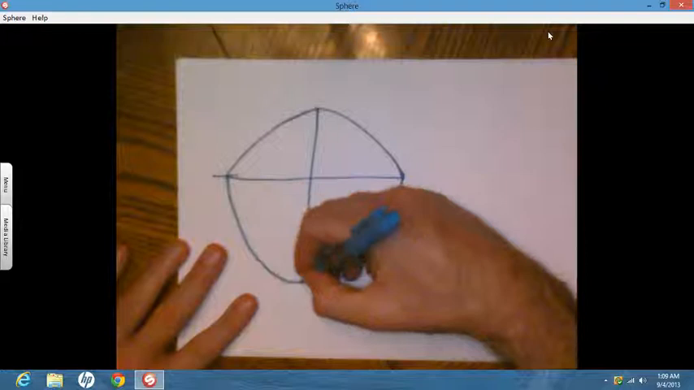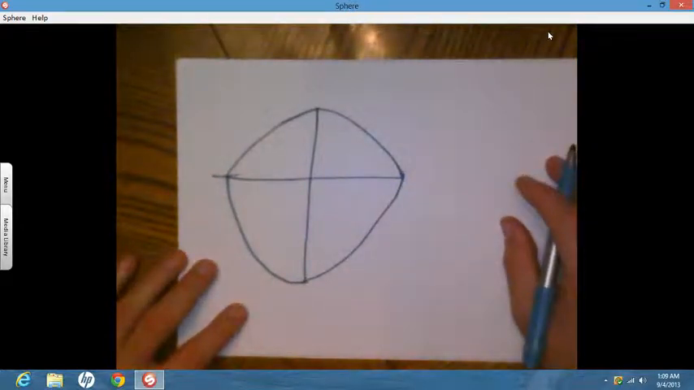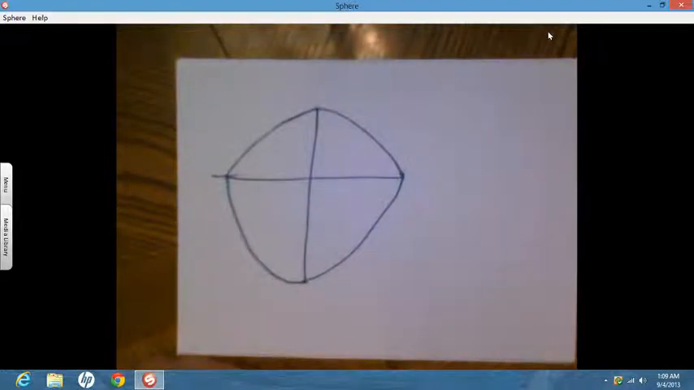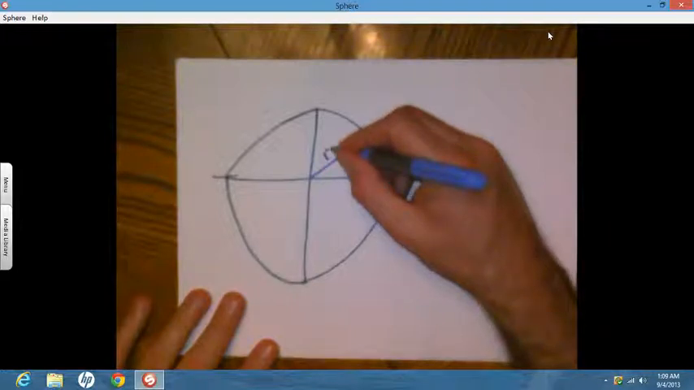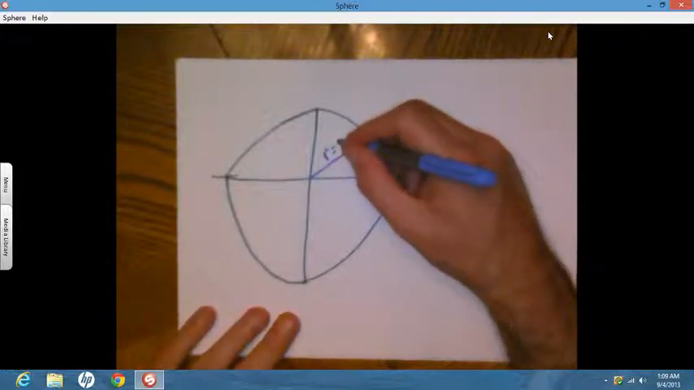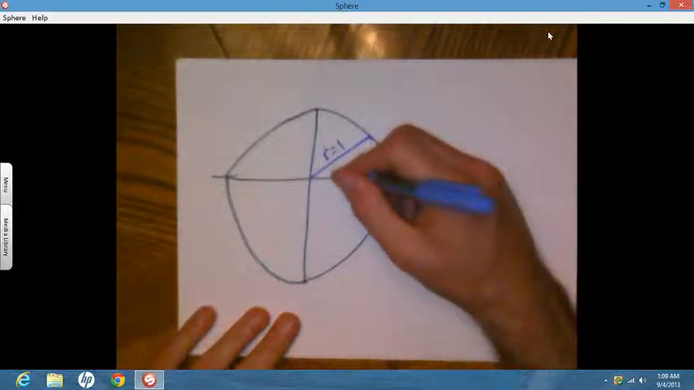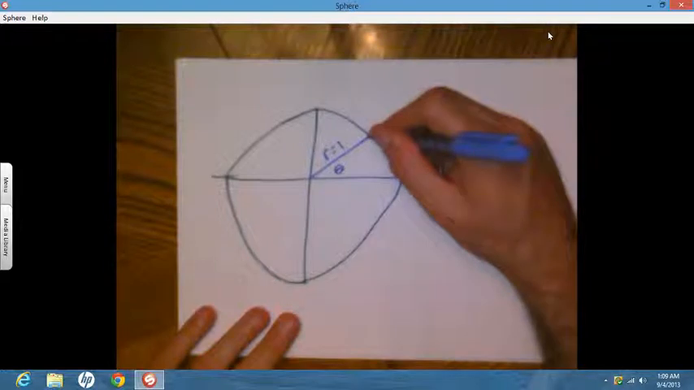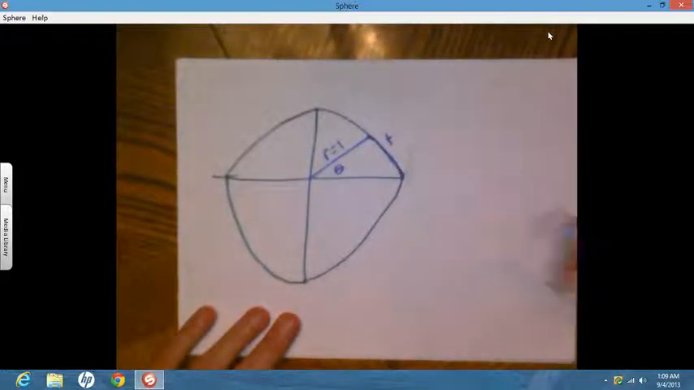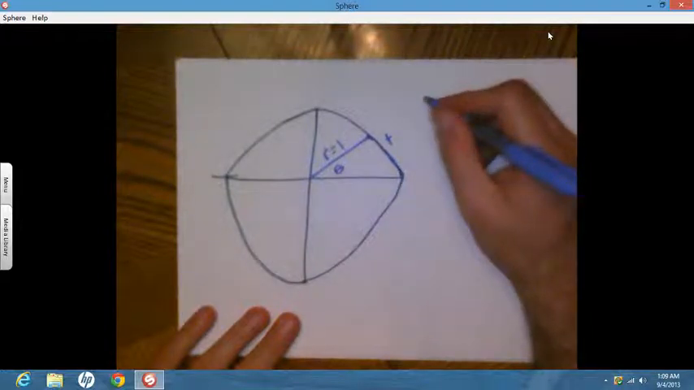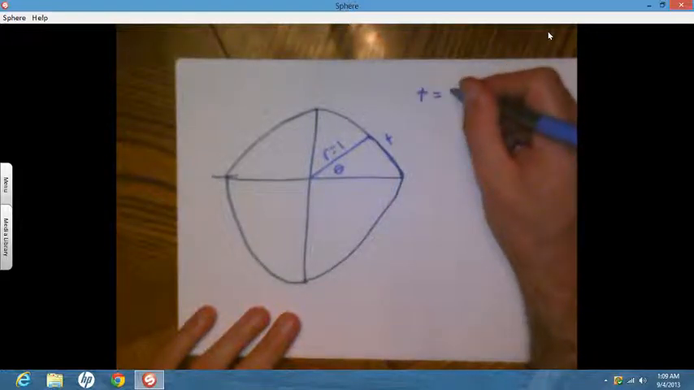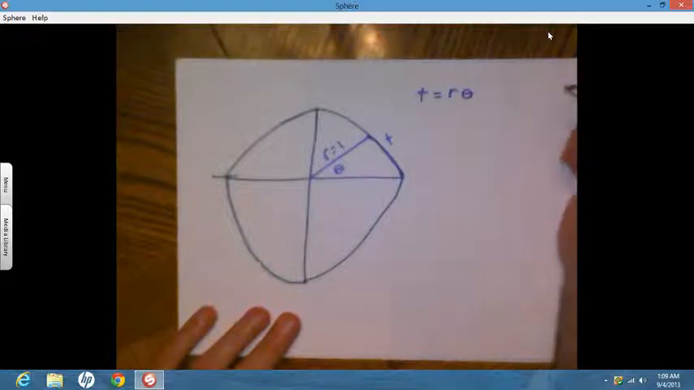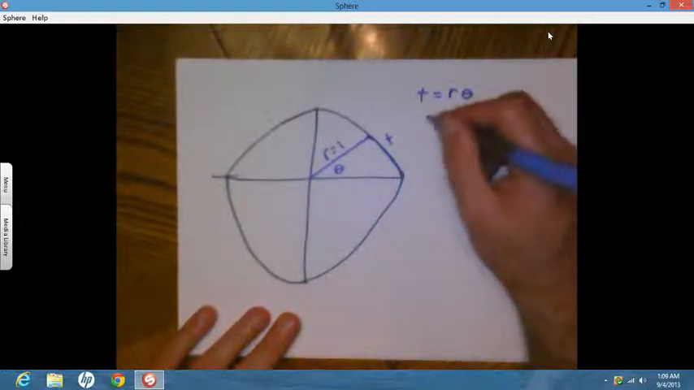So we're going to start out, it's not the best circle. I'm going to call my arc length T. It's a circle of radius 1, so R is equal to 1 here. We're going to have theta over here, and we're going to call this arc length T. Remember that the arc length, which is T, is equal to the radius times theta. Since R is equal to 1, T is equal to theta.